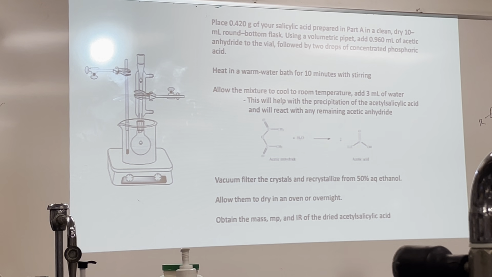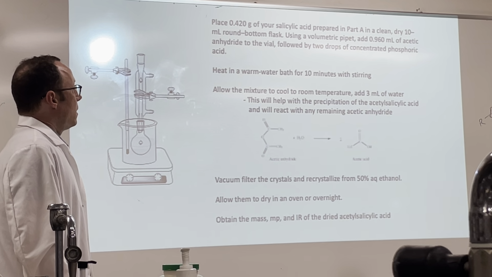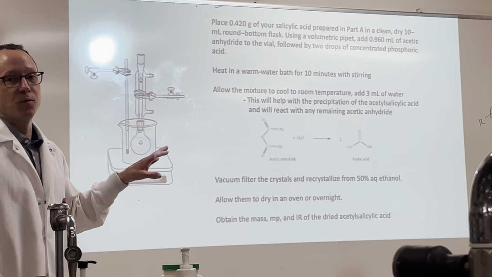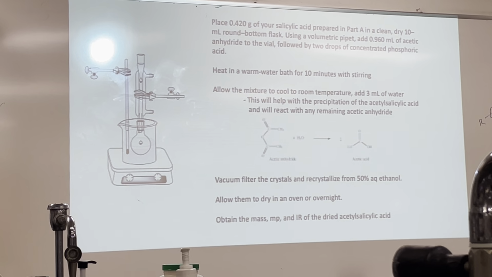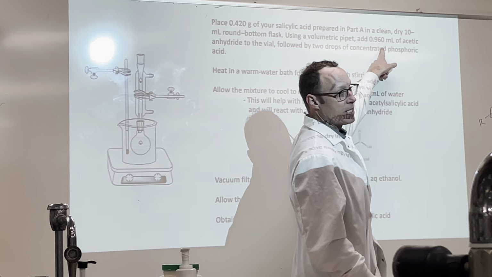The way you're going to do this, it's a very quick reaction. You can use as much of your product as you want. The lab manual procedure says to use 0.42 grams of the salicylic acid. You have a lot more than that. So if you want to use more of your product, you can. You will just need to scale it up appropriately. The lab manual says to use 0.96 mL of acetic anhydride.